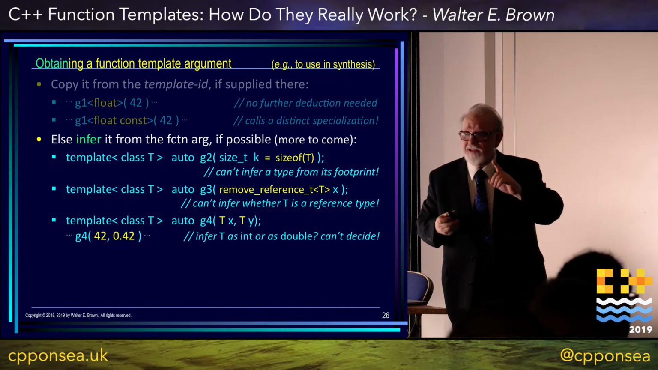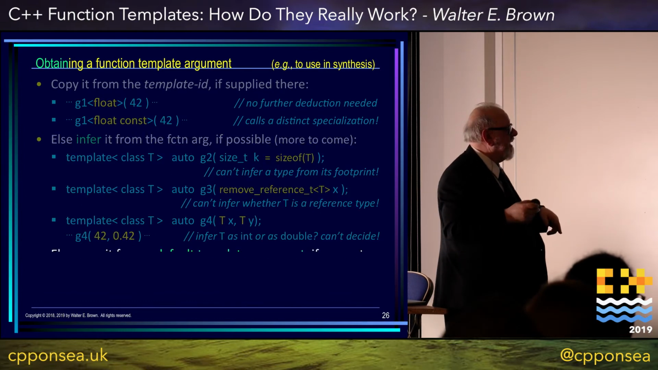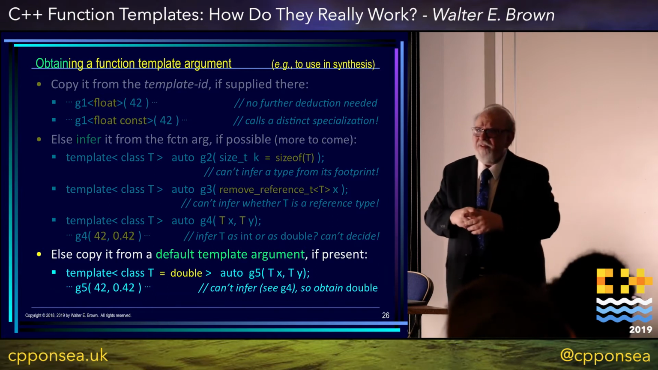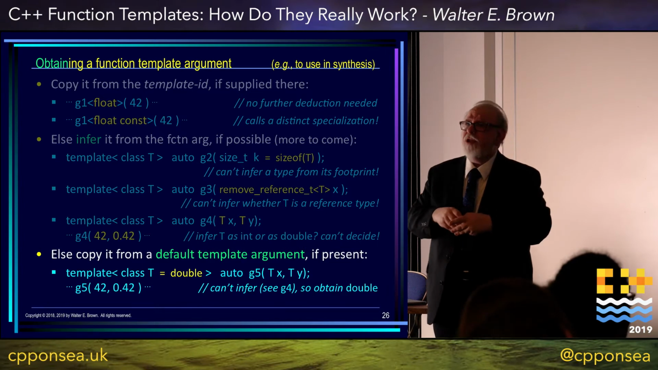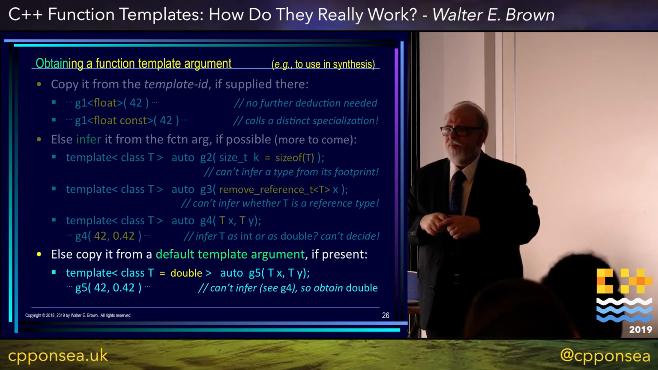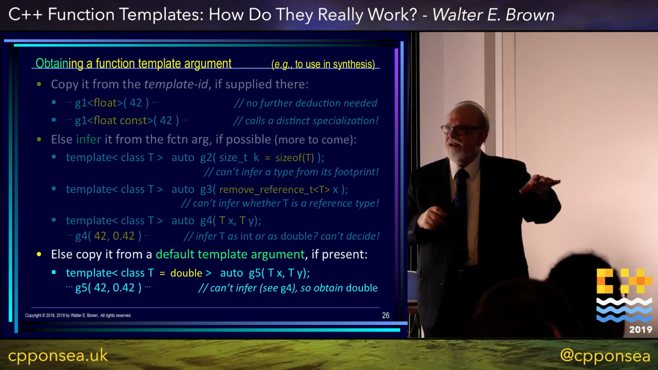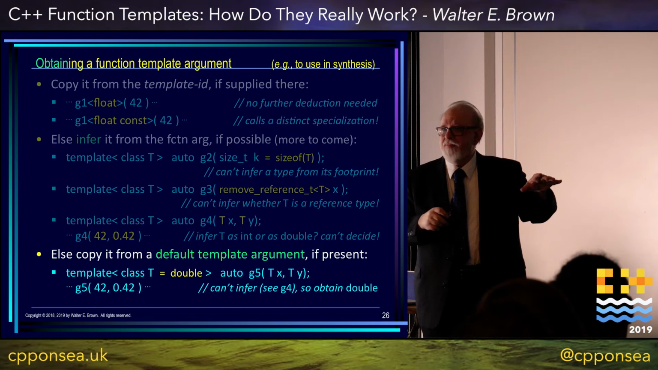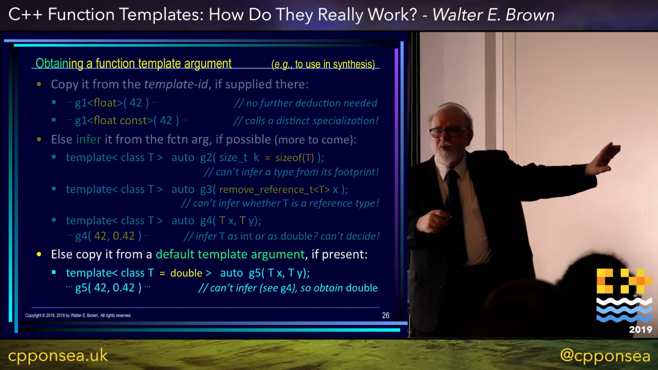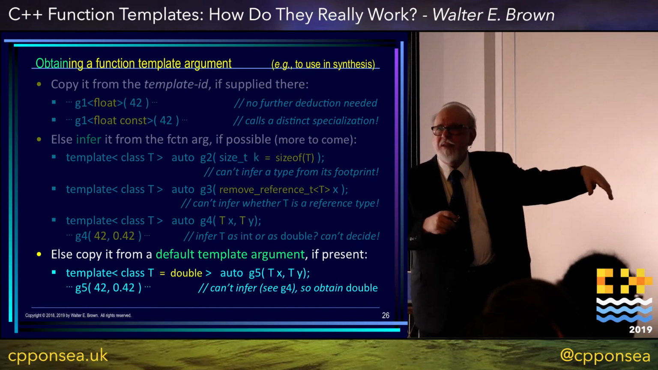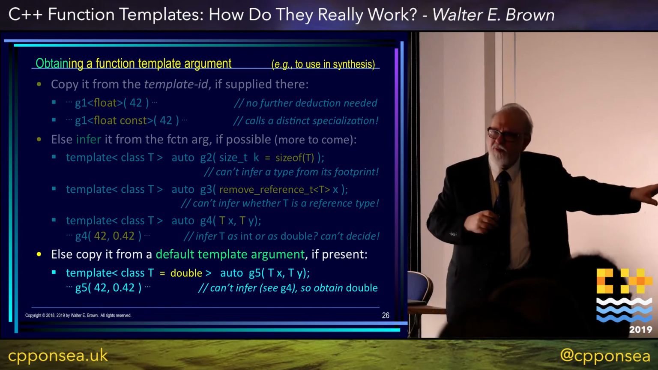But there is a possible fallback. Step 3, if you get that far, says go see if there's a default template argument. And if there is, use that one. Okay? So collectively, these 3 steps are known as type deduction, of which type inference is the middle step. But most people just say type deduction and think it's only the middle step. But the standard is just a little bit more precise than that.